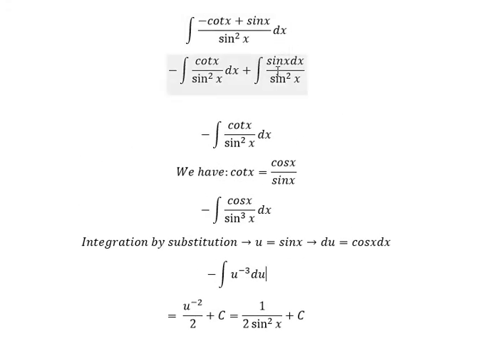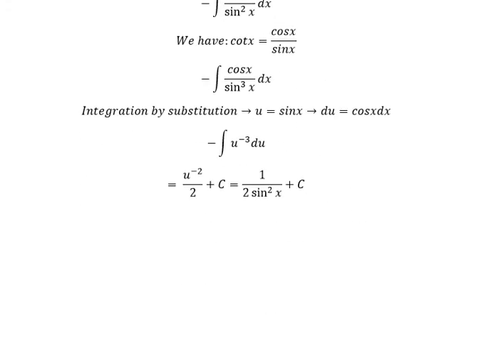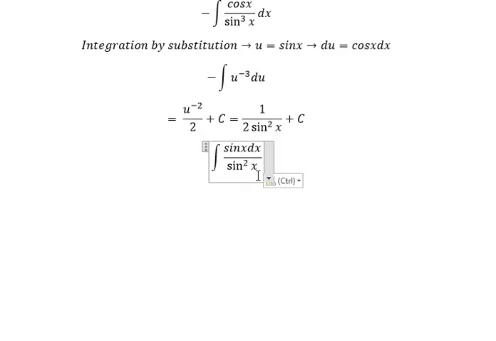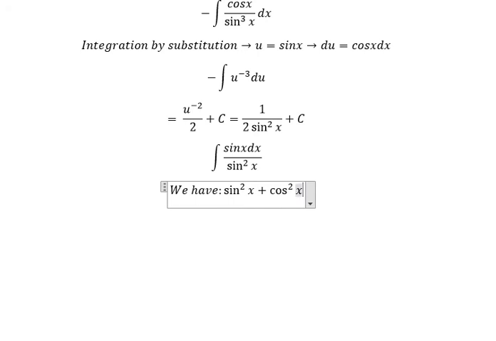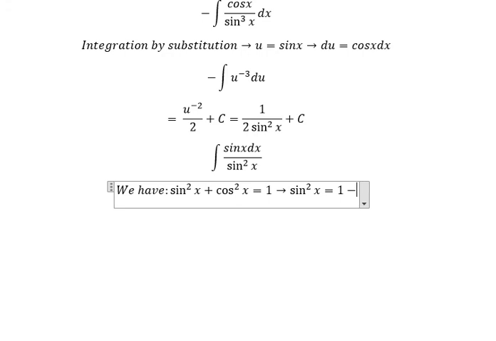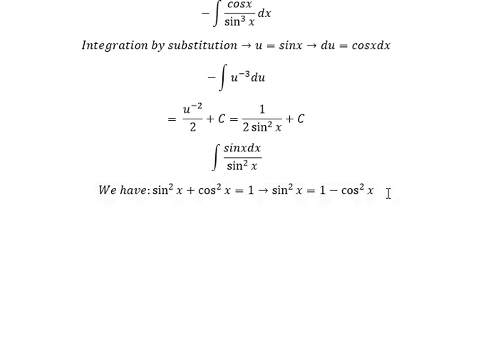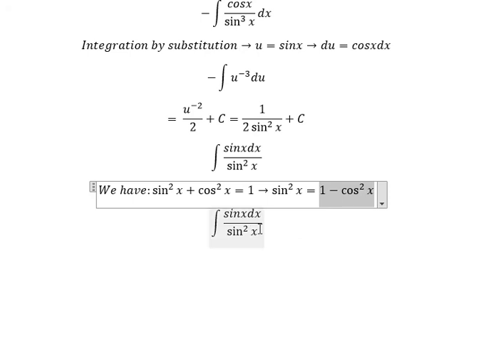Next, we go to the second one. In this situation, we have sin x square plus cosine x square equals 1. So sin x square equals 1 minus cosine x square. Sin x square, we change for 1 minus cosine x square.